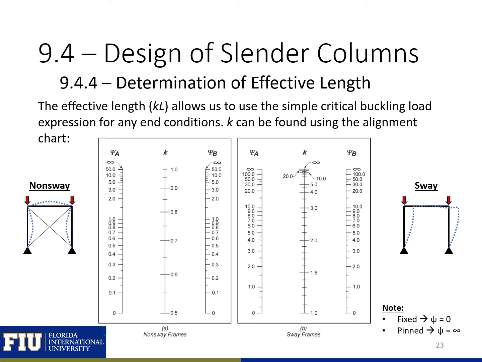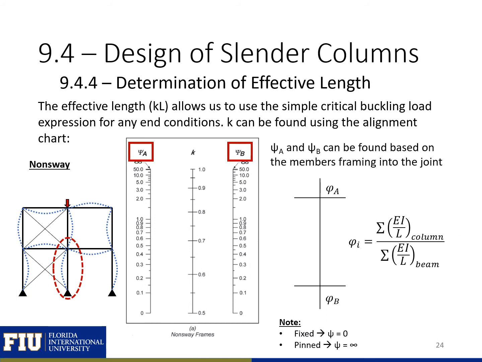The effective length factor, K, allows us to determine an effective length, which allows us to use the simple critical buckling load expression for any end conditions. Our K we can find using our alignment charts. So we have a different alignment chart for non-sway and sway frames.